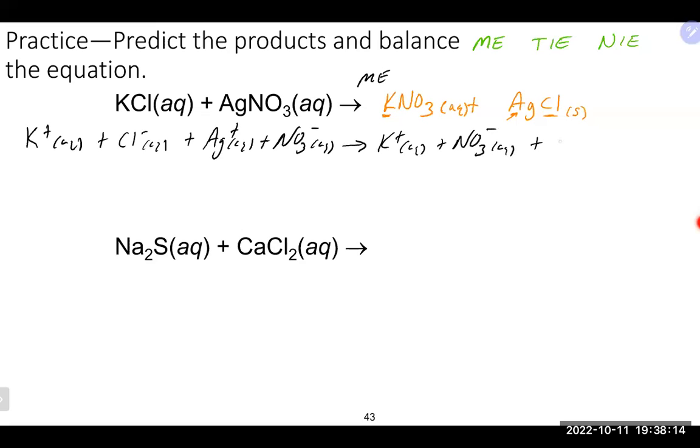And once again here, the silver chloride, which is a solid, would stay together. And this would be our total ionic equation. Any questions on that there?